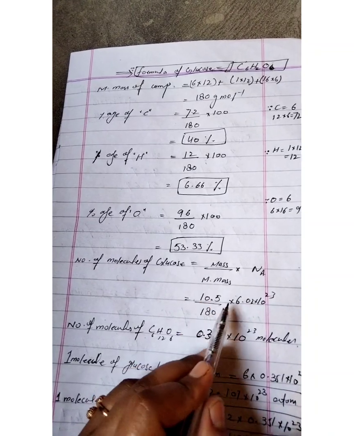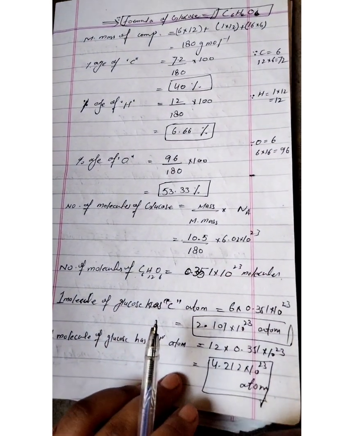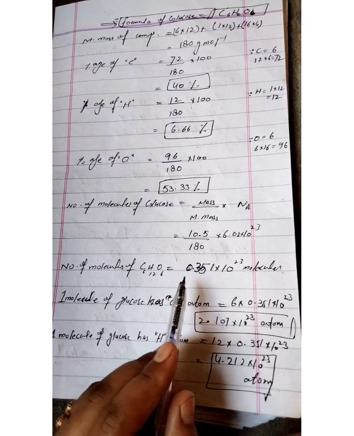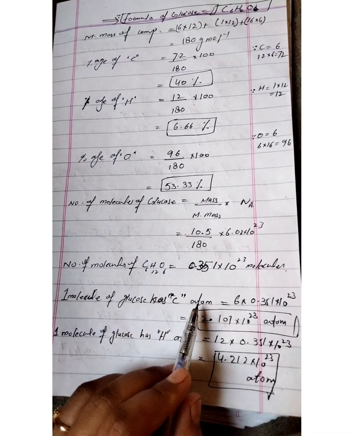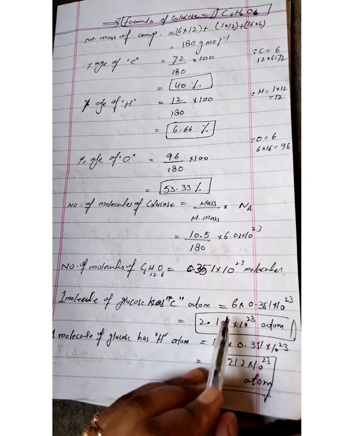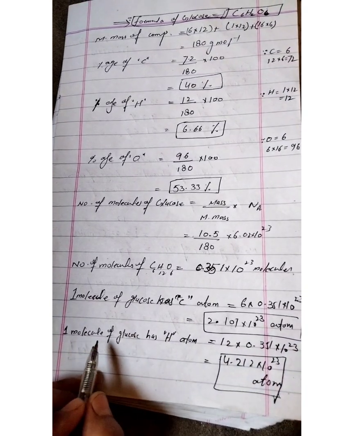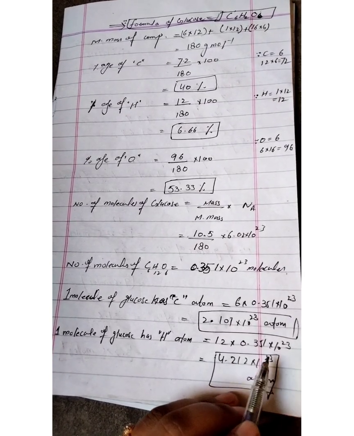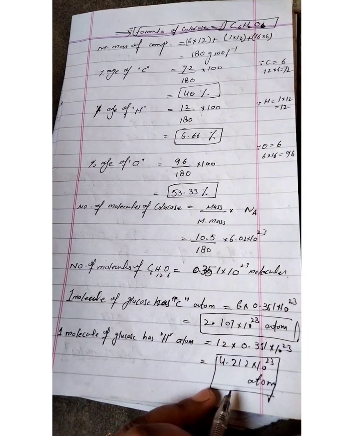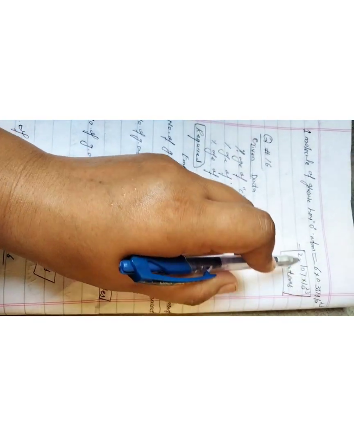Now calculate the number of molecules of the glucose, which is equal to mass over molar mass into NA. This mass is the given, and it is divided by 180 and multiplied with Avogadro number. Now number of molecules of the glucose is equal to 0.35 into 10 raised to power 23 molecules. One molecule of glucose contains 6 carbon atoms, multiplied with this value, and answer will be 2.107 into 10 raised to power 23 atoms. One molecule of the glucose has 12 hydrogen atoms, 12 into 0.351 into 10 raised to power 23. These are the hydrogen atoms in this compound. One molecule of the glucose has 6 oxygen atoms, multiply with the mole numbers, and answer will be that. It is the oxygen atoms in the glucose compound.